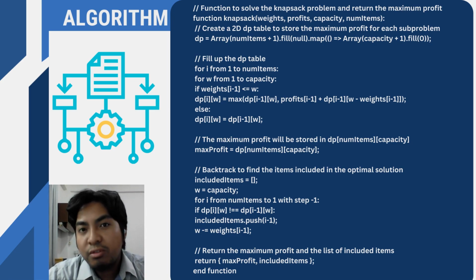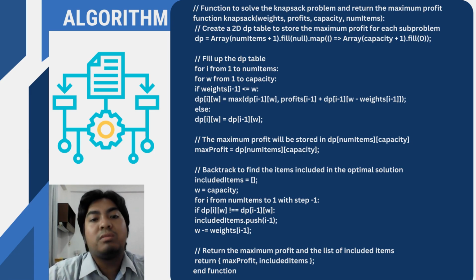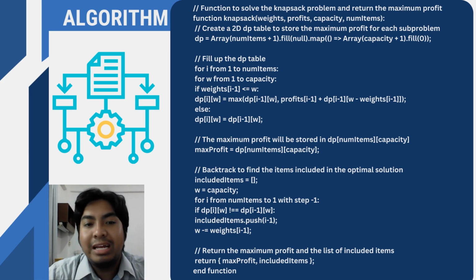After that, we're going to fill up the DP table using the recurrence relation. To fill up the DP table, we use a nested loop. The outer loop iterates over the items, which is i, from 1 to N. The inner loop iterates over the knapsack capacities, which is w, from 1 to W max. For each item and capacity, we use the recurrence relation to calculate the maximum profit that can be achieved.